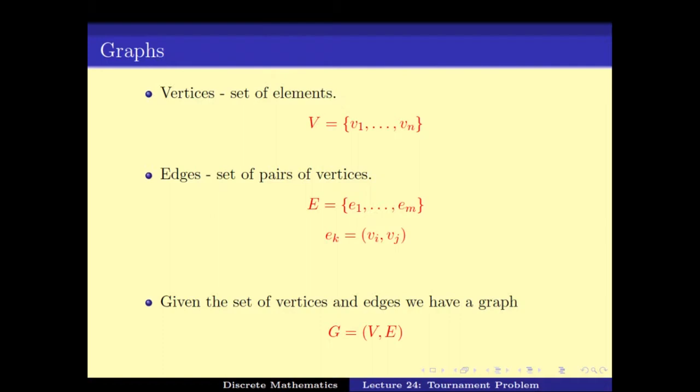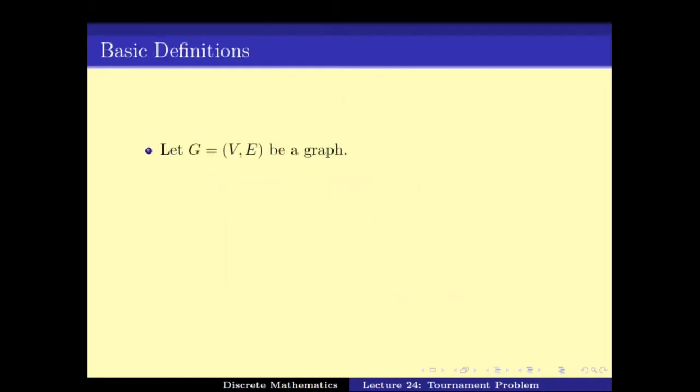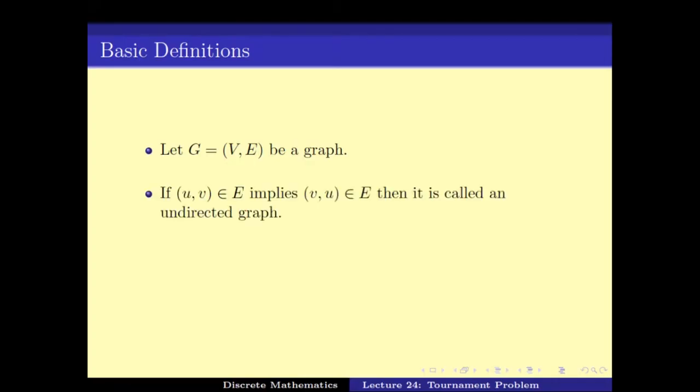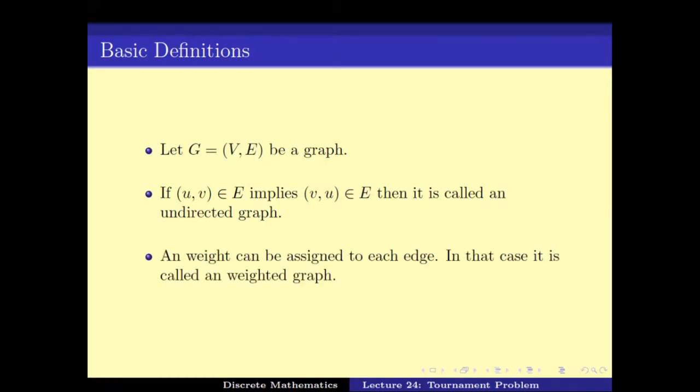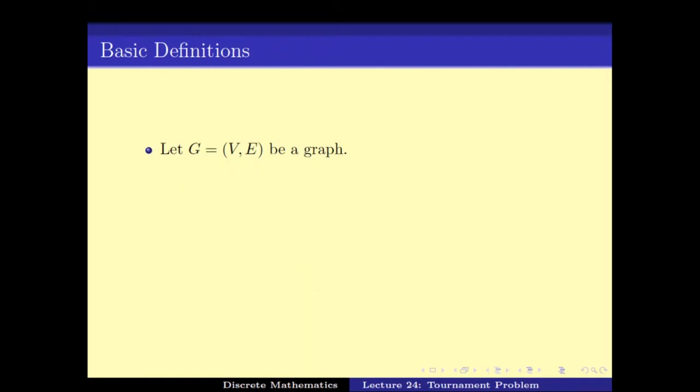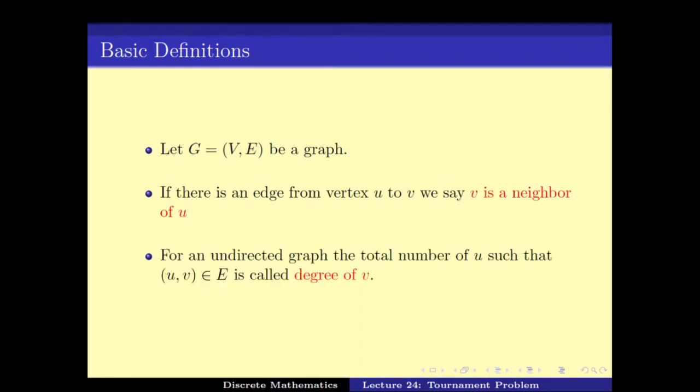Now there are some basic definitions. If (u, v) is in the edge set implies (v, u) is in the edge set, in other words the relation is symmetric, we call it an undirected graph. Sometimes weights are assigned to the edges, and in that case it is called a weighted graph. If there is an edge from u to v, we say v is a neighbor of u. And in an undirected graph, the degree of v is the total number of edges going out of v. Right?